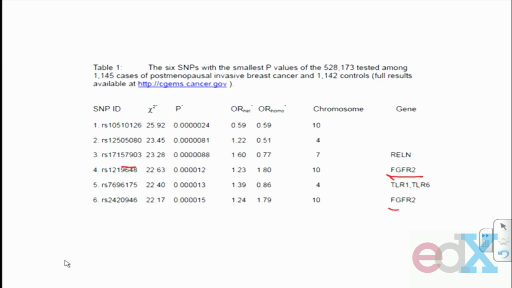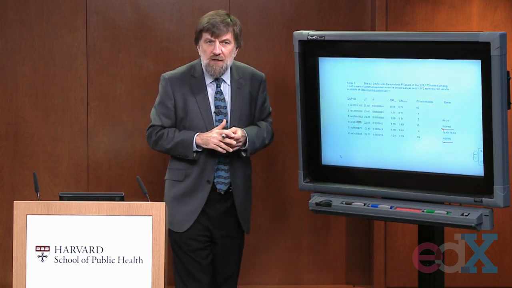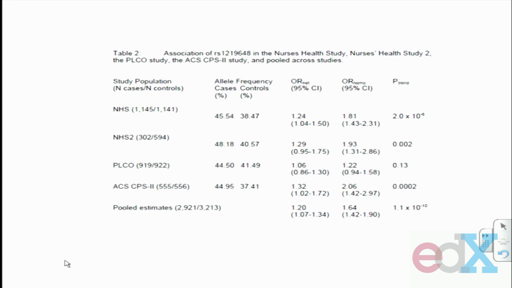So I mentioned FGFR2. Here are other gene names, and this gives us a clue perhaps, but only a very preliminary clue to whether this is something that we should be more interested in. So these were tested in a much larger number of cases and controls. This is table 2 from the paper. The total is almost 3,000 cases, over 3,000 controls, but now from 4 different studies, each of which were independent nested case control designs.